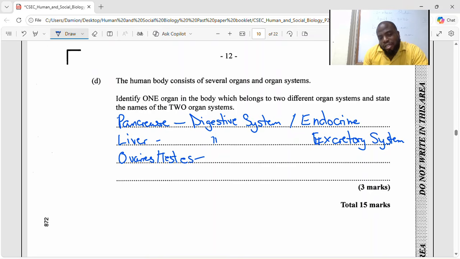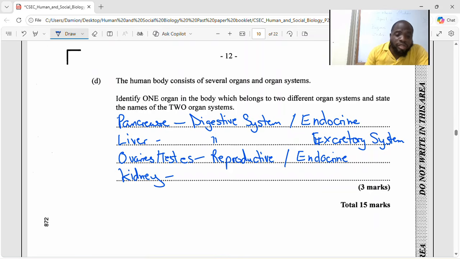And the ovaries or the testes, they are part of the reproductive system, and they also form a part of the endocrine system. They help with the production of hormones, testosterone and estrogen. We also have the kidney. The kidney is a part of your excretory system and also your endocrine system. So any one of these organs could have allowed you to obtain the mark.